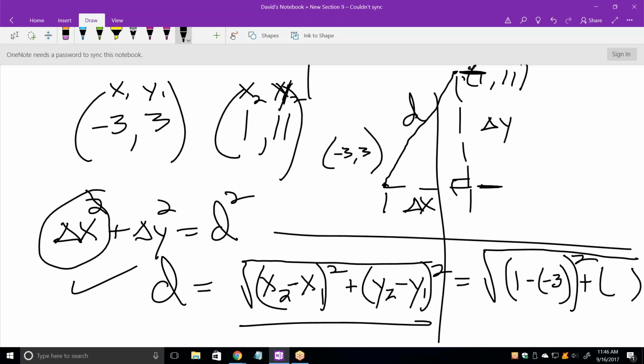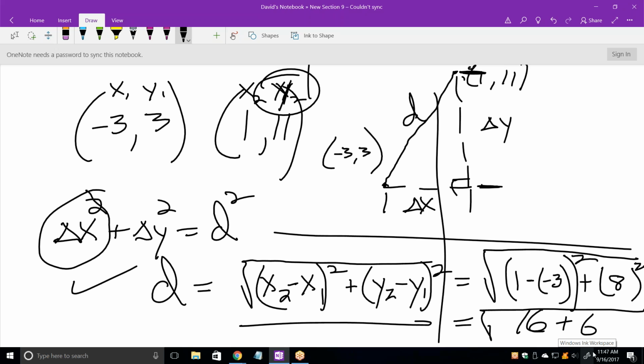What's y sub 2 minus y sub 1? It's 11 minus 3. So that's 8, and we have to square that also. Now, let's simplify it. We're still looking at the square root. First of all, what's 1 minus -3? 4. So 4 squared is 16. Plus 8 squared is 64. So we're looking at the square root of 80 as our distance.